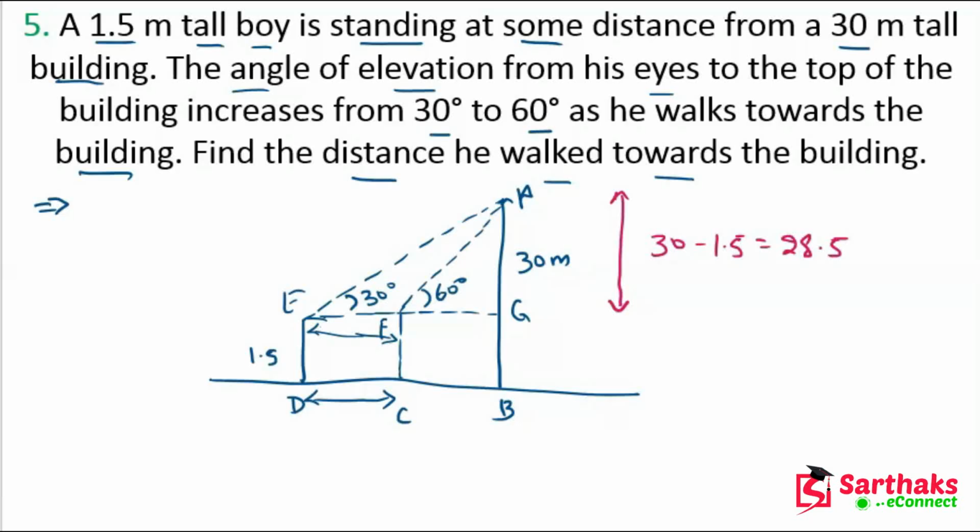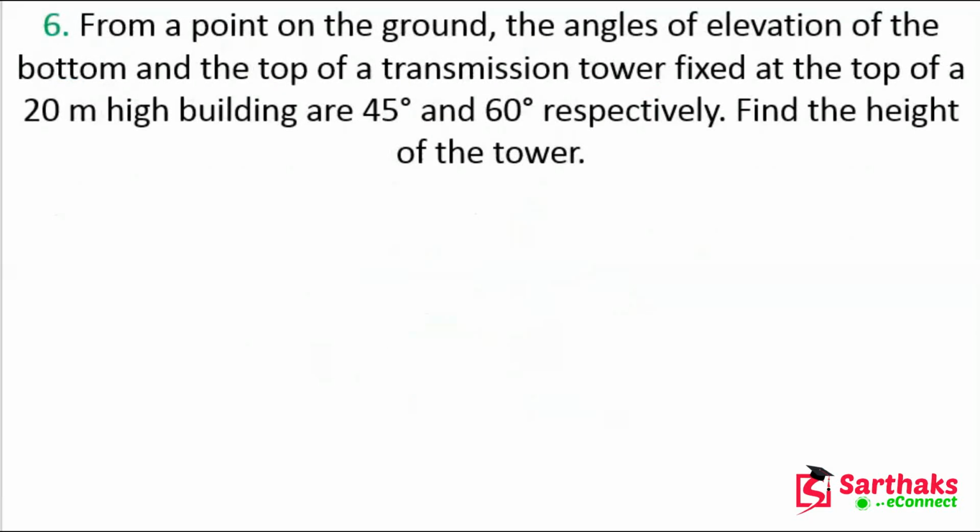Okay, so now let's move on. The next question is: from a point on the ground, the angles of elevation of the bottom and the top of a transmission tower fixed at the top of a 20-meter high building are 45 degree and 60 degree respectively. Now we have to find the height of the tower.